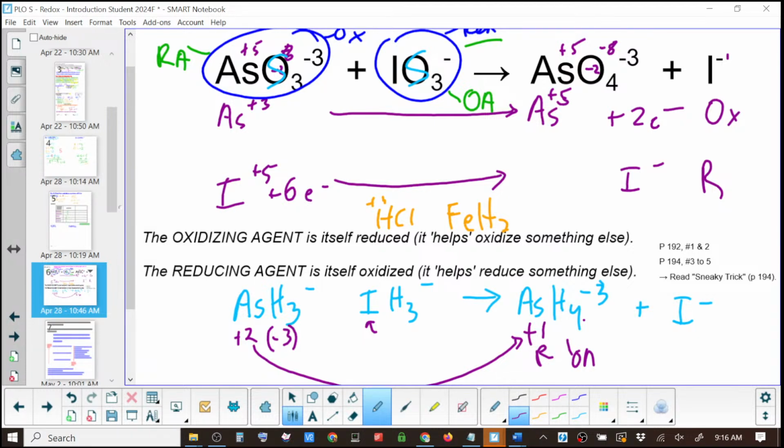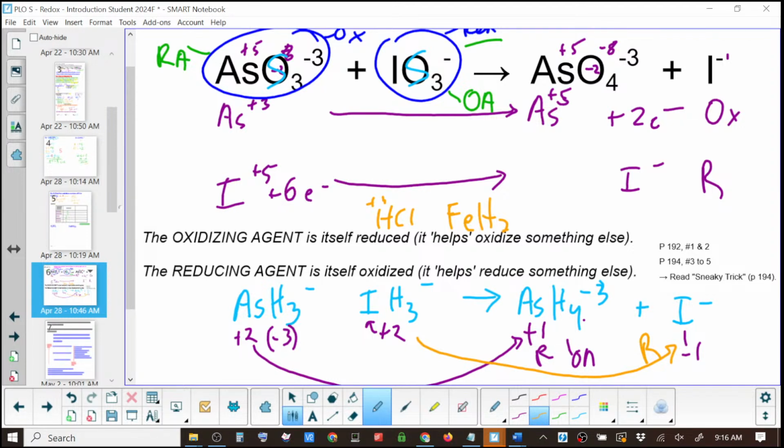This has to be -1. So iodine here has to be +2. And we know that iodine here is -1. So it went from +2 to -1. It decreased in charge, which means this is also the reduction. So this is an impossible reaction.